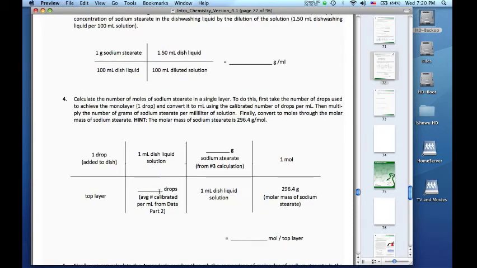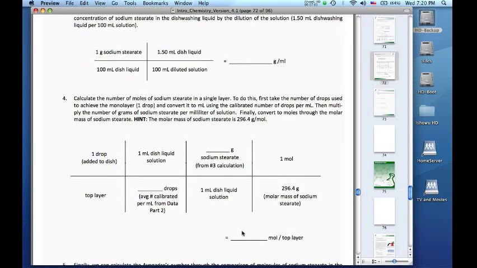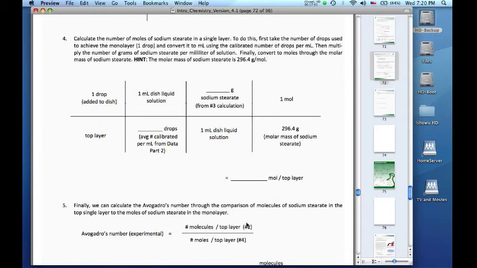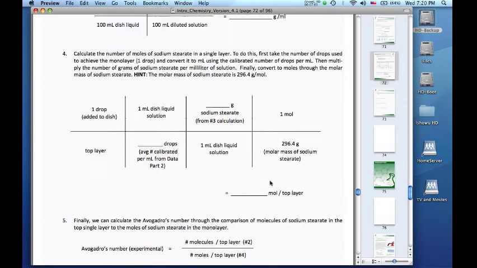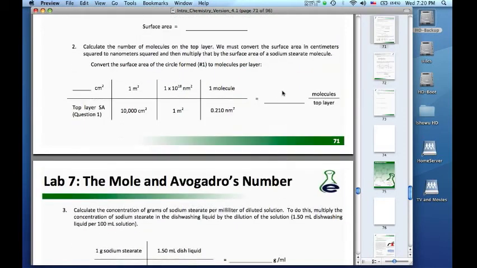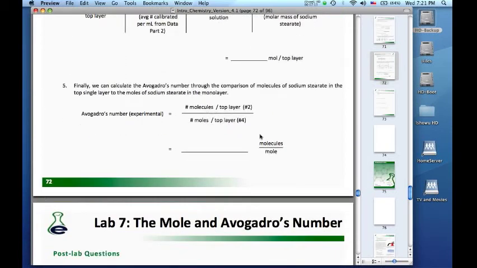And then, oh, and I see you have the average number of drops right here. And you come in here, and then this tells you how many moles are on this top layer. Going through this calculation gives you the number of moles. And then you look at the answer for number 2. Here's your answer for number 2. Here's your answer to number 4. And then this will give you some number.